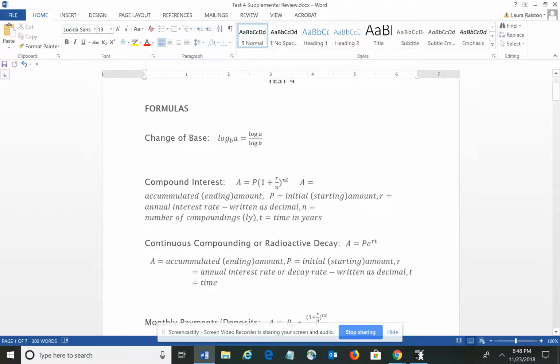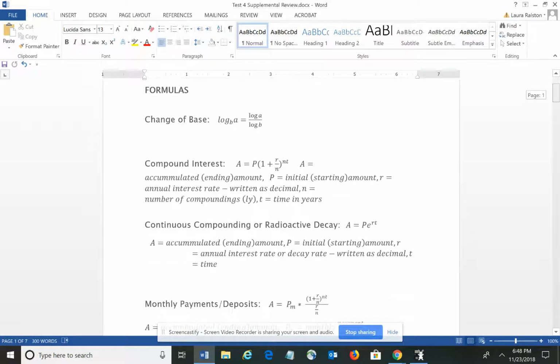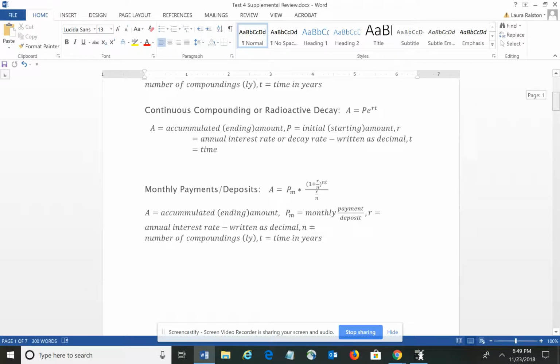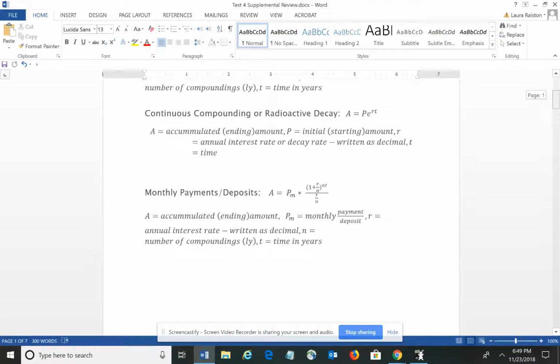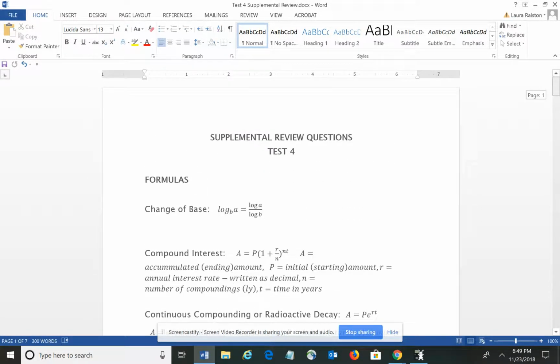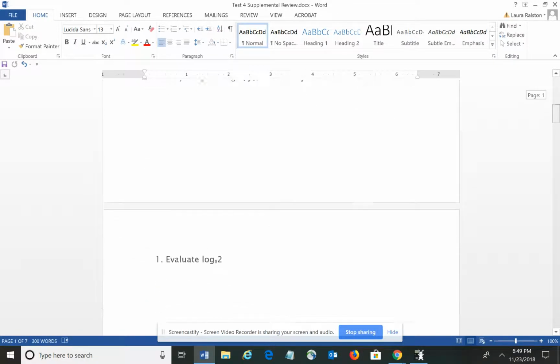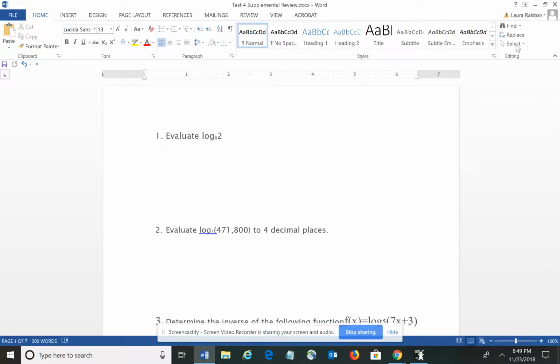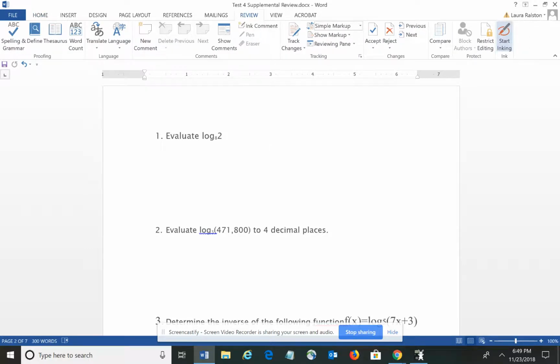I've provided you the compound interest formula, the continuous compounding interest formula, which is also used in radioactive decay problems, and then the formula for if you want to make monthly payments or deposits on a particular account. So those are available. I do not believe they're provided on test number 4. So again, you may want to write those down and have them close by as you are taking test 4.